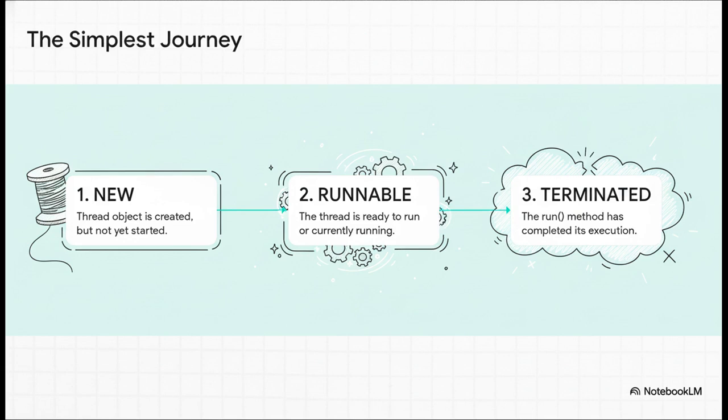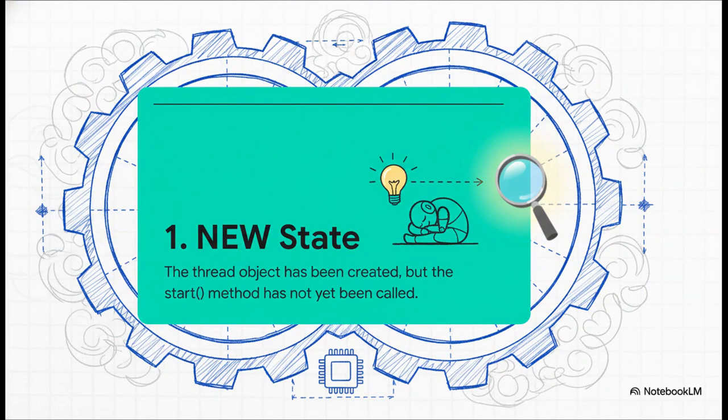And then its job is done, it's terminated. New, runnable, terminated. Let's zoom in on each one. So, when a thread is in the new state, think of it as just, well, an idea. It's nothing more than a plain old Java object. Yeah, the JVM has set aside some memory for it, but the actual operating system? It has no clue this thread even exists yet.